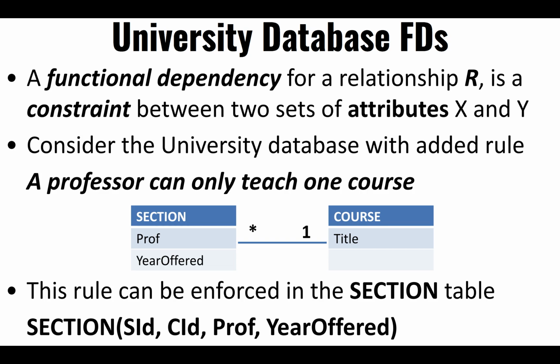So let's take a look at some constraints that we might add. For instance, a professor can only teach one course. So a professor can only teach one course. That's certainly introducing a functional dependency, right?